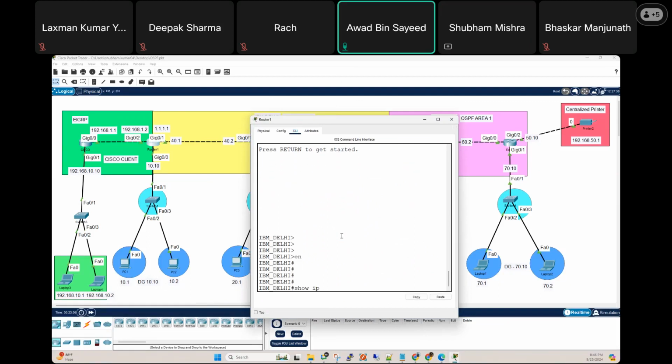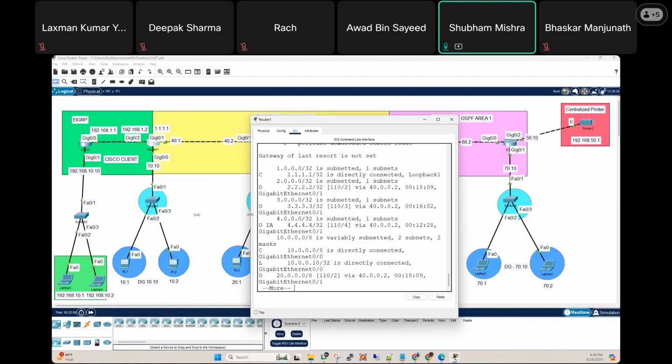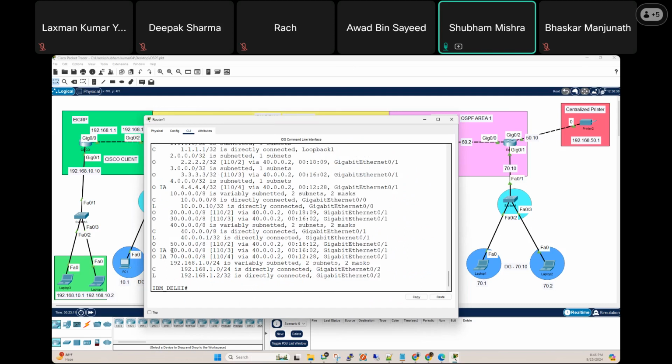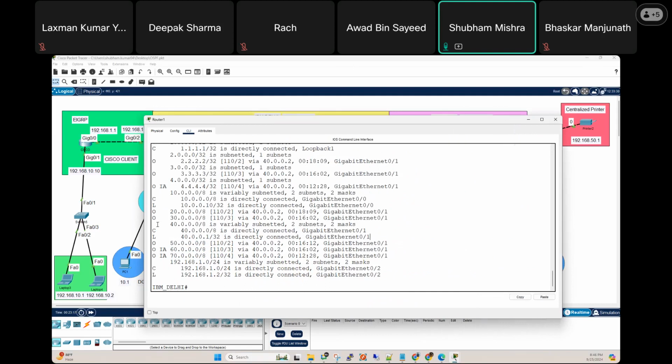show ip route. Are you able to see the 60 network? There are two things you can see: O and IA. What is the difference between these? O means intra, and IA means inter. It means the route comes from a different area. That is the meaning of this.